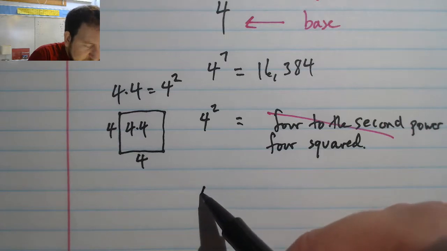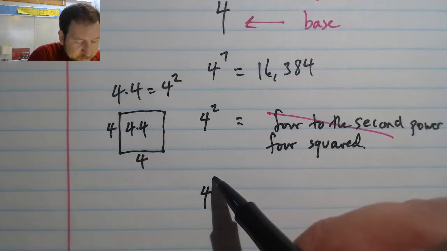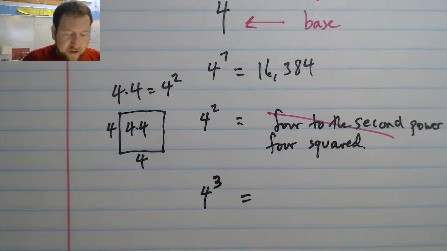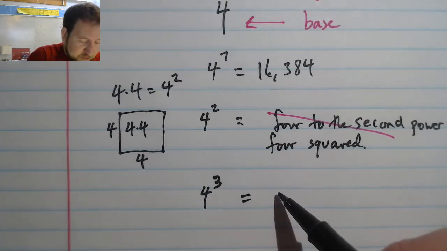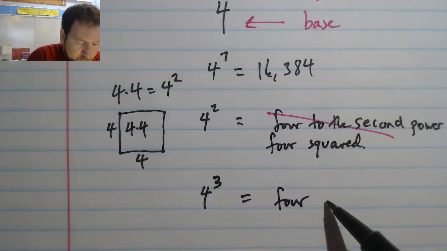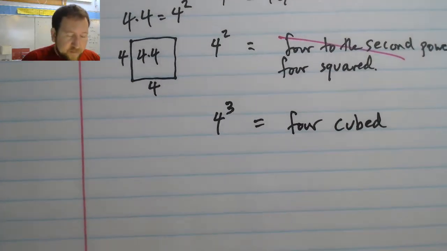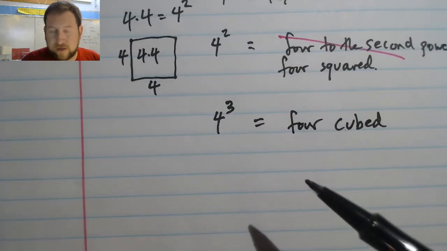The other one that we typically have a shorthand for is to the third power. So we don't say 4 to the third power. We typically say 4 cubed. The reason we say 4 cubed is similar to the reason we say 4 squared.